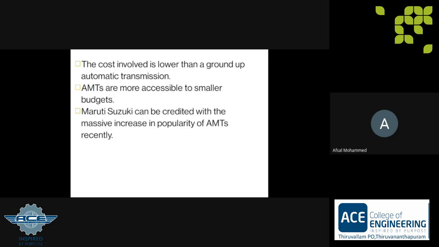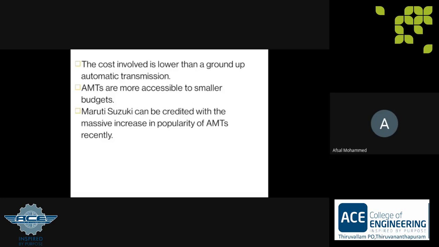And this is not even a very small gap. For example, if we take a car which has both an AMT and a torque converter as options, the torque converter car could cost between 1 and 2 lakhs more than the manual transmission option, whereas the AMT might only cost around 35 to 50,000 more.